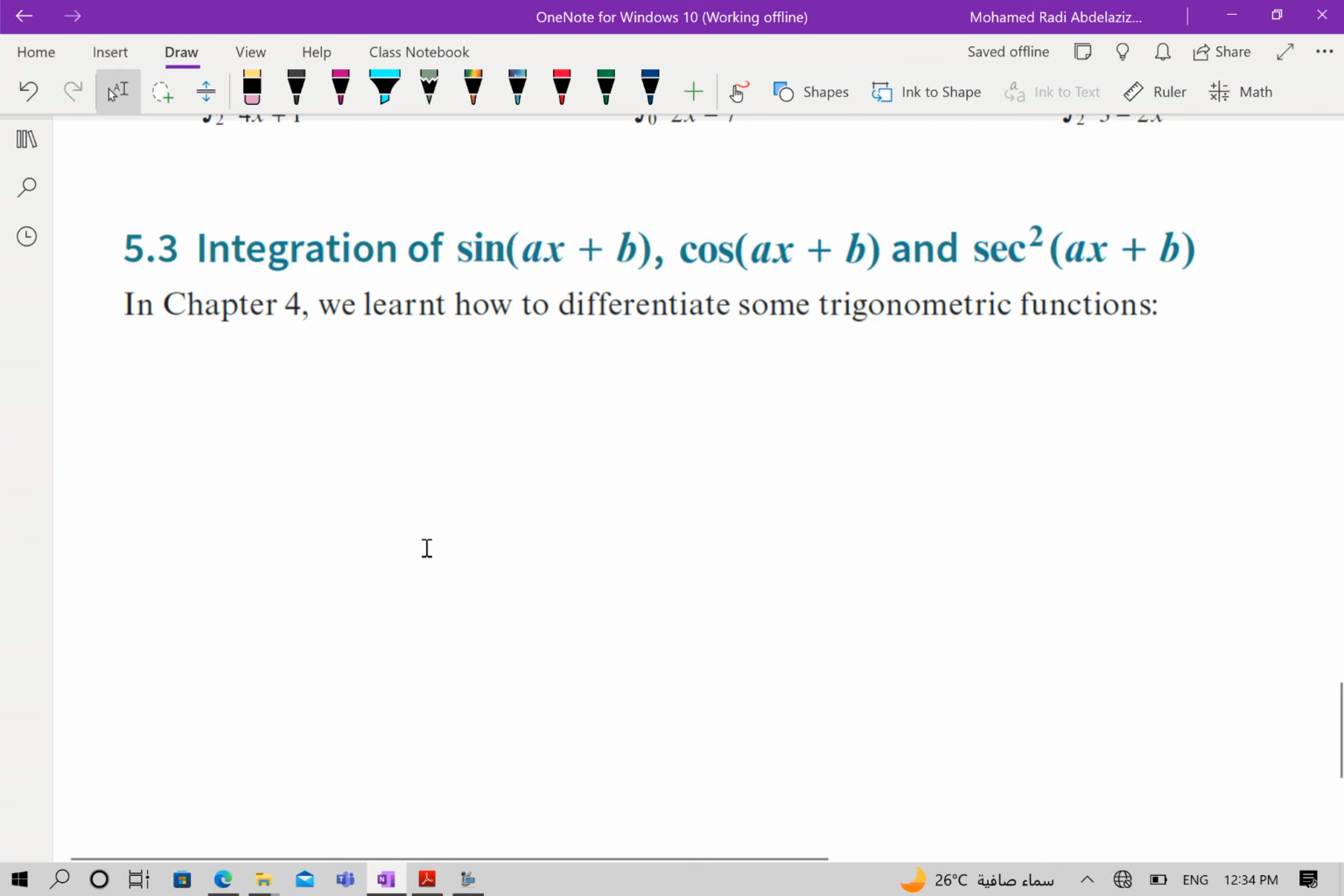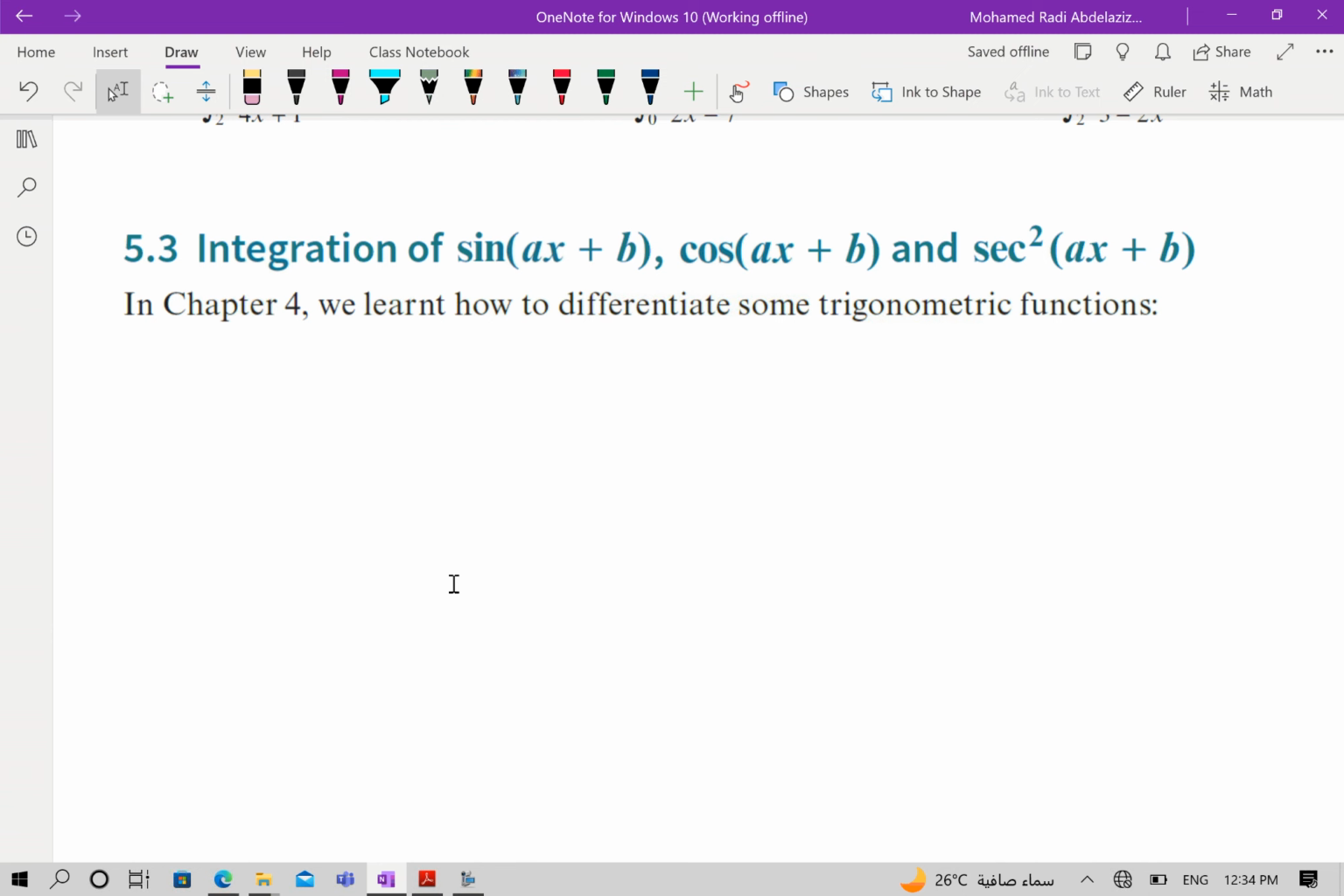How to integrate sine, cosine, and sec squared? Why have I written sec squared with sine and cosine? Because it came from tan. Differentiation of tan is sec squared, and this is the inverse. Differentiation of sine is cosine. Differentiation of cosine is negative sine. Differentiation of tan is sec squared.